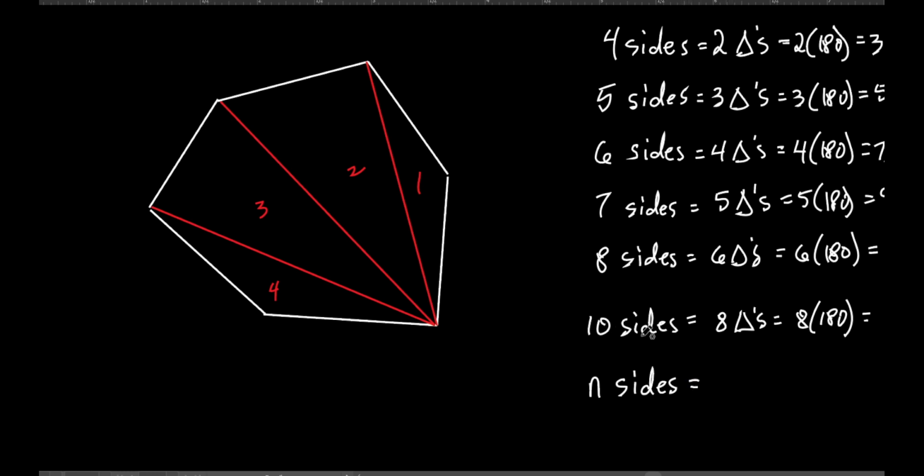No, because that would mean if I had 10 sides, I'd have 10 triangles, and if I had 8 sides, I'd have 8 triangles. But I don't. Again, let's do the pattern again. What math did I do? 4 minus 2. 5, talk to me.